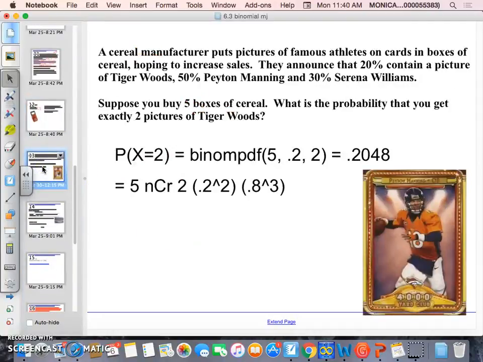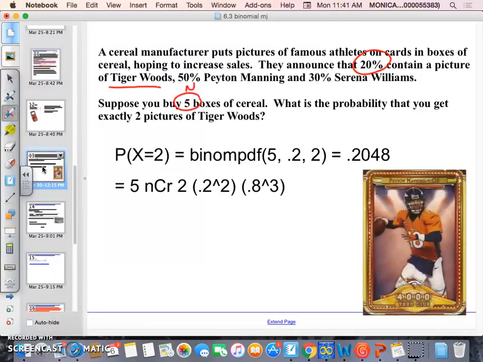So here we've got the cereal manufacturer, and you got a 20% chance of getting Tiger Woods, 50% of getting a picture of Peyton Manning, and 30% chance of getting Serena Williams. So you're going to buy 5 boxes of cereal, and what is the probability you get exactly 2 pictures of Tiger Woods? So this is your number of trials, right, your N. So we want the probability of exactly 2, and the probability that we're going to use is 20%, because that's the part that contains Tiger Woods, right?